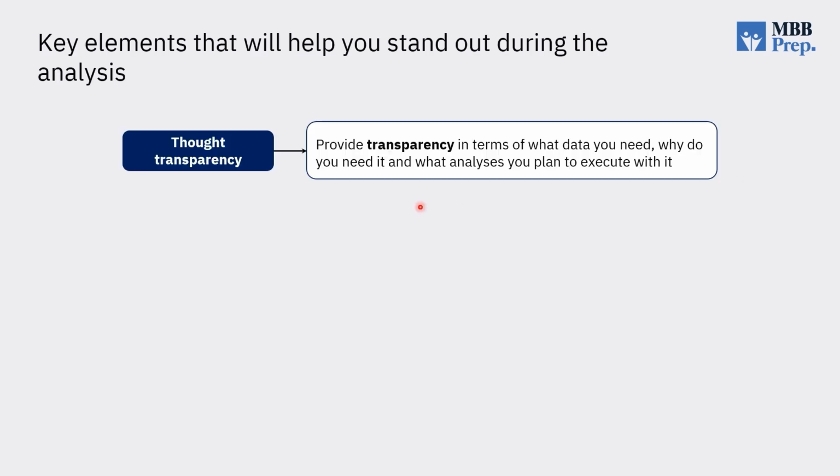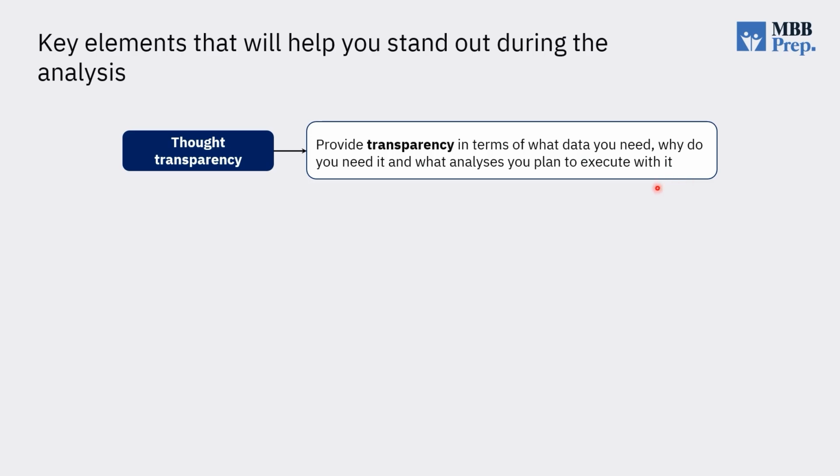Now, let's look at key elements that will help you differentiate or stand out during the case interview. The first is demonstrating thought transparency. So, what does it mean? What it means is before you ask for data or execute any analysis, share your thought process with the interviewer. Provide transparency in terms of what data you need, why you need it, and what analysis you plan to execute with it. This is a client-friendly way of communicating.